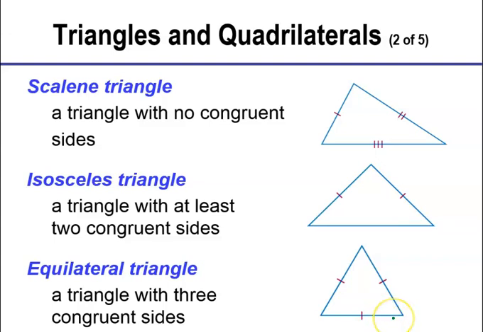But isosceles means just at least 2 of the sides. Notice it does say at least. You know what that means? That an equilateral triangle is also an isosceles triangle. But neither of these are scalene, right? Scalene means none of the sides are the same length or congruent.